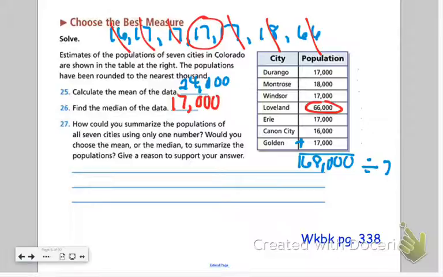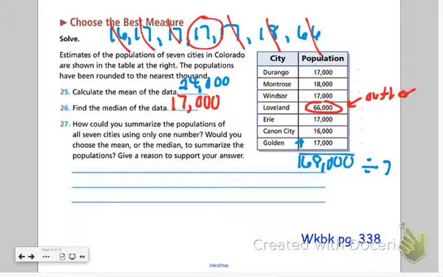That must be a really big city. There's a lot of people there. That sounds like a lot of people. That I would consider to be an outlier. When I talk about an outlier, I'm talking about a number that is either really big or really small compared to the rest of the data. 66,000 is really big compared to the 16, 17, and 18,000 that we see in the other Colorado cities.